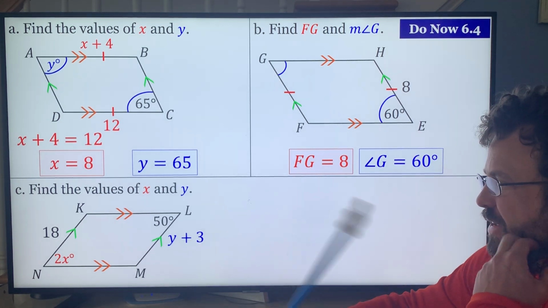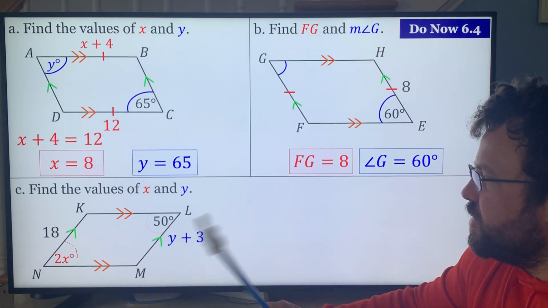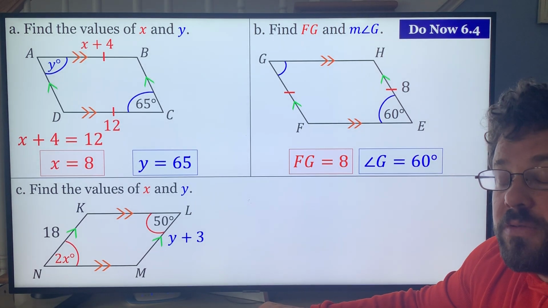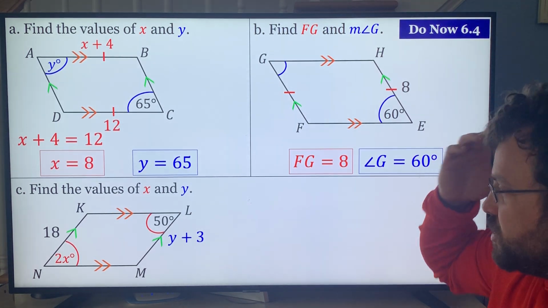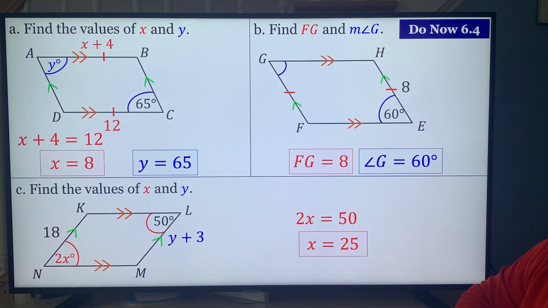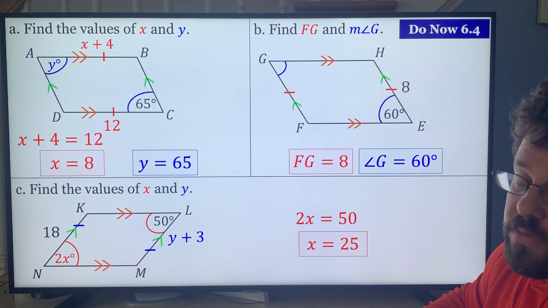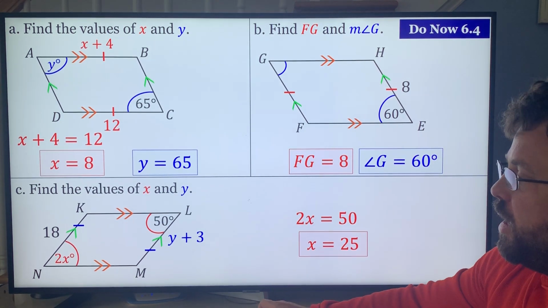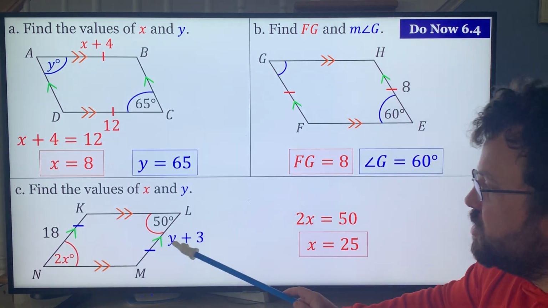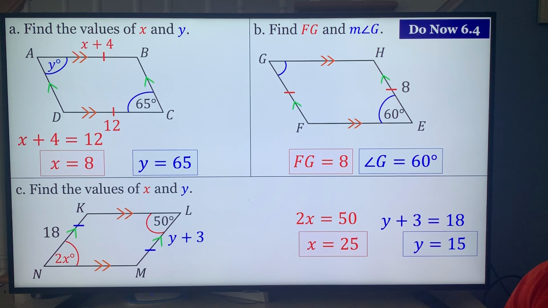All right, and there's some algebra in here. First thing to find x, that's an angle because it's on the inside. And angle N is congruent to angle L, so the two measures are equal. 2x equals 50, divide both sides by 2, and x equals 25. Y plus 3 is congruent to, LM is congruent to NK, so the two side lengths are congruent. Subtract 3 and you get y equals 15.